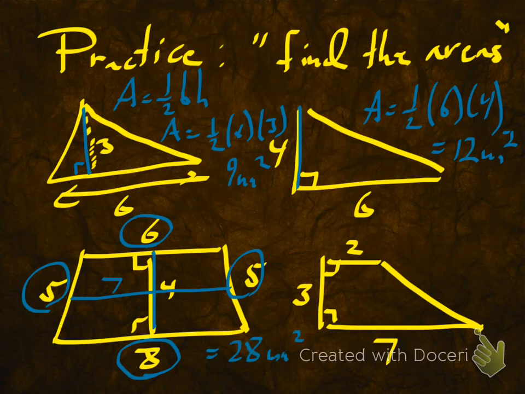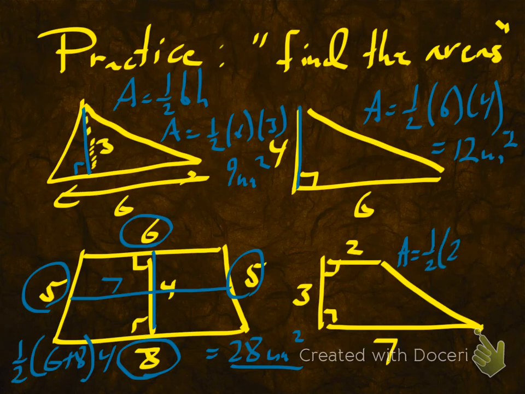If you actually do the formula, it's going to be 1/2 parentheses 6 plus 8 times 4. And 6 plus 8 is 14. Take a half of 14, you get 7, and 7 times 4 equals 28 units squared. And finally, this last one, the area is going to equal 1/2 parentheses 2 plus 7, those are the two bases added together, times 3. Okay, so this one's going to be a little harder because it's an odd number, so it's 1/2 times 9, so that's going to give me 9 over 2, times 3, which is 27 over 2.